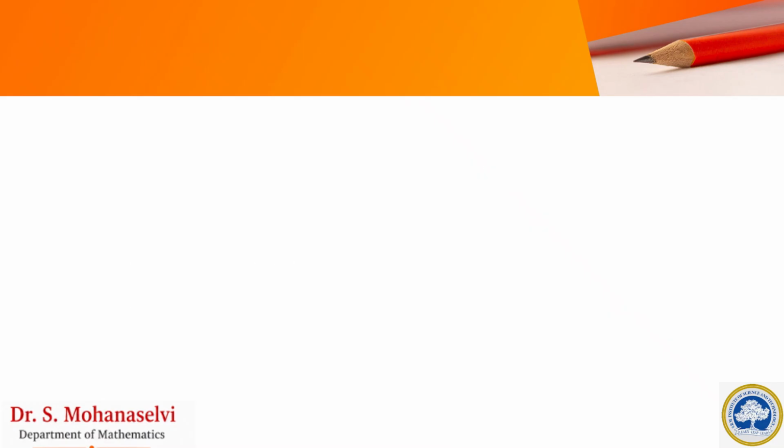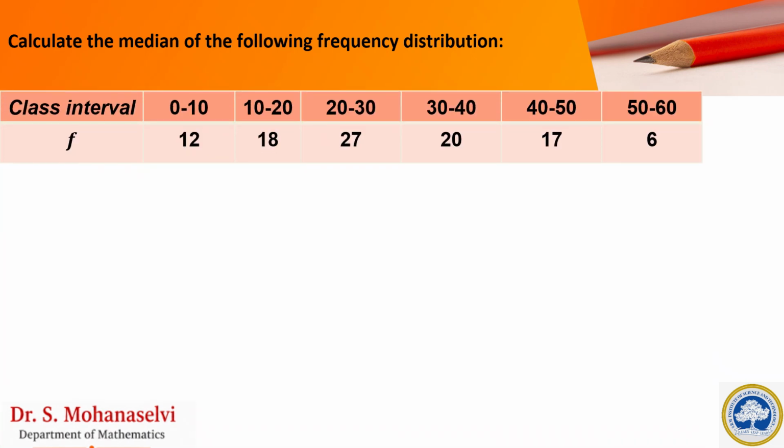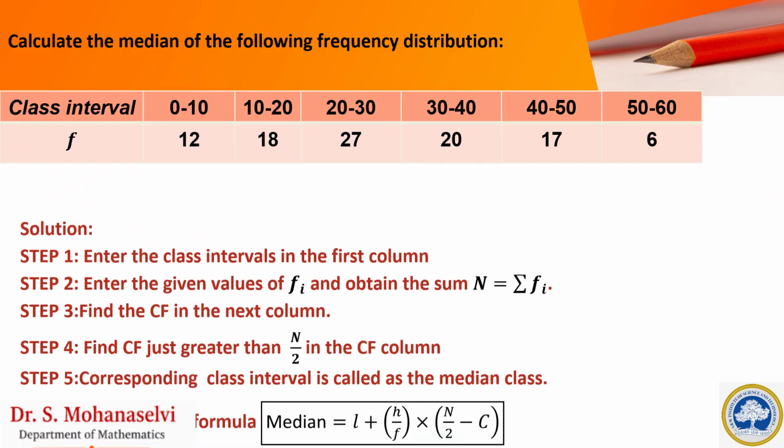Let us now take an example to understand how to find the median for a continuous frequency distribution. Here the data is given in the form of class intervals along with their corresponding frequencies. The class intervals are 0 to 10, 10 to 20, 20 to 30 and so on. The corresponding frequencies are 12, 18, 27, 20, 17 and 6.